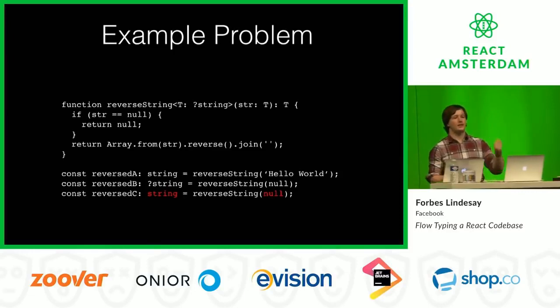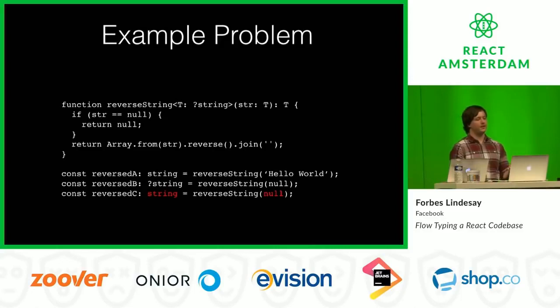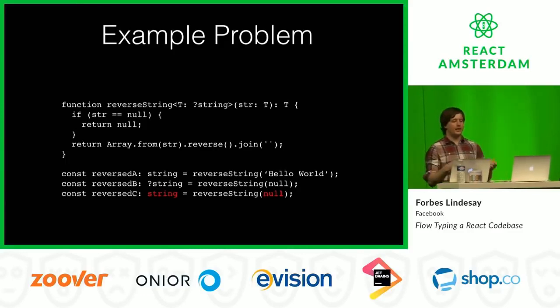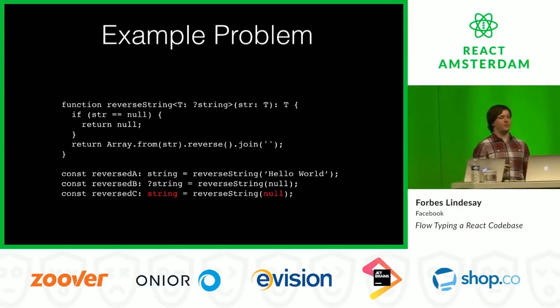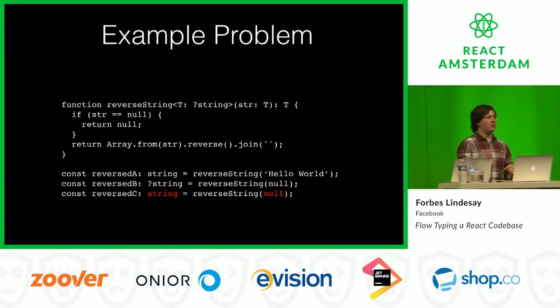But that type is the same one as the type of the argument, and the same as the type of the result. So now, if we pass a string in, Flow will know that we're going to get a string out. And if we pass a nullable string in, Flow knows we'll get a nullable string out. So both the two valid examples are fine with that. And then Flow also is capable of spotting that if we pass null in and we try and expect a string out, then that's going to be a problem.